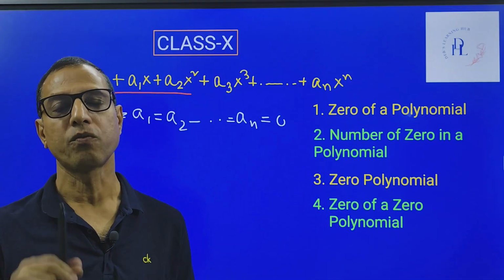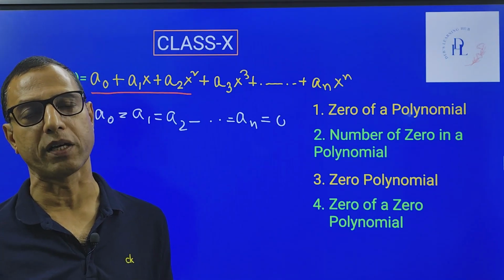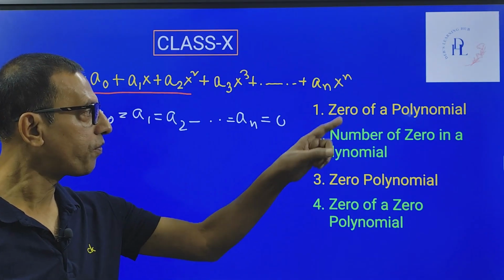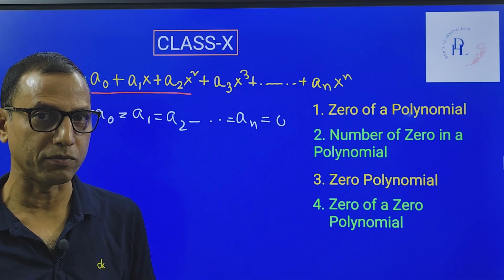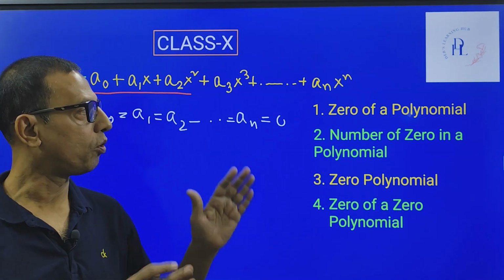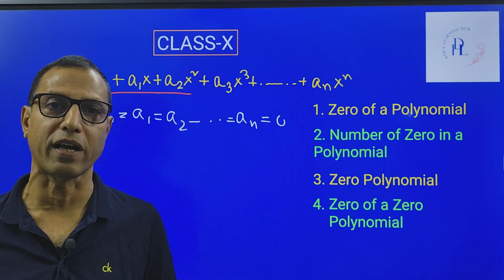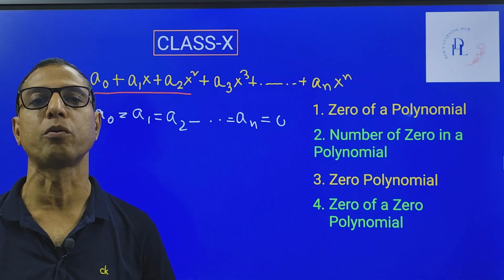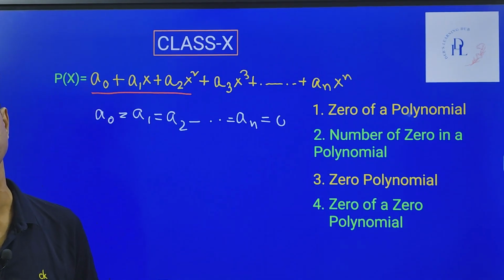What is the zero polynomial? For the zero polynomial, all the coefficients in the polynomial become 0. Therefore, the entire polynomial becomes 0. So zero of a polynomial is a condition for which value of the variable the polynomial becomes 0. But the zero polynomial is a fixed, constant value, that is 0. So the zero polynomial is a constant polynomial, because it is always 0.